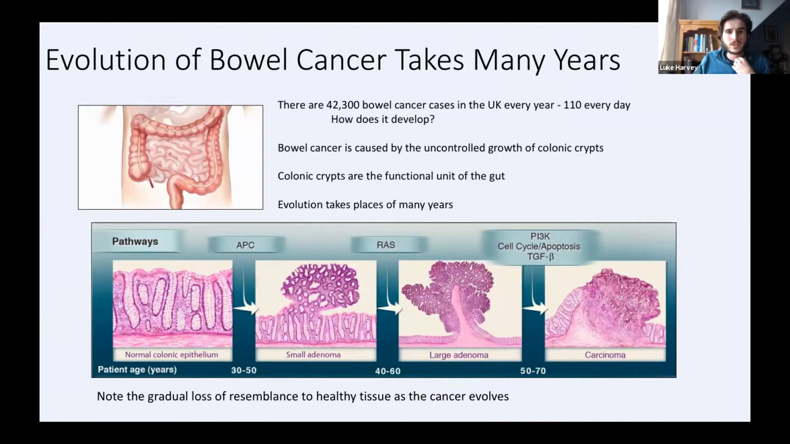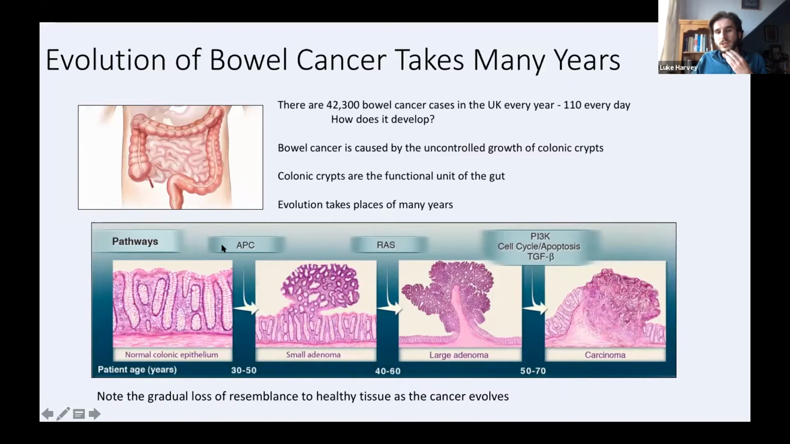Now, colonic crypts, you can see down here in the bottom left, are the functional unit of the gut. So they increase the surface area of the gut by kind of growing and invaginating like this. And it's the site of absorption for all of those digestive juices and all of that food that we're eating. So we want to have the biggest surface area possible. What can happen over time is these cells can begin to mutate.